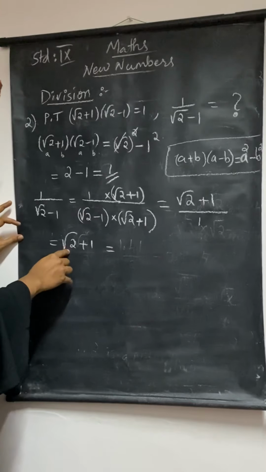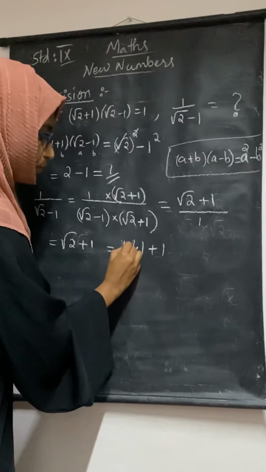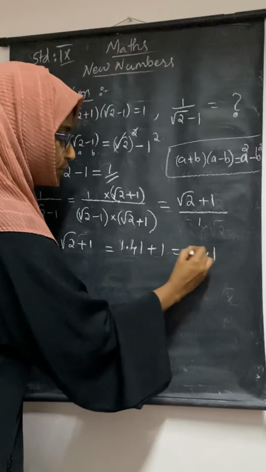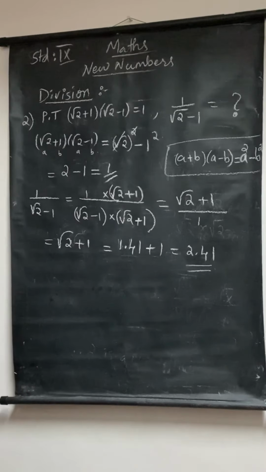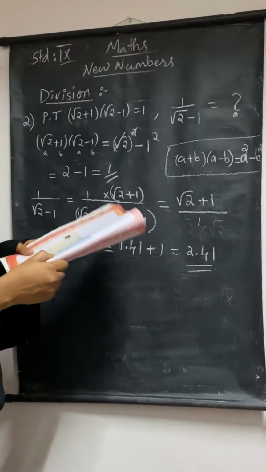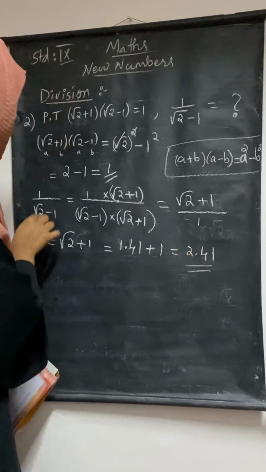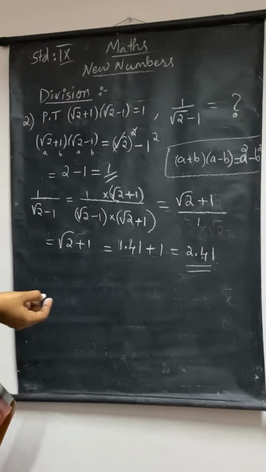Now put the value. Square root of 2 value is what? 1.41 plus 1. So 1.41 plus 1 means what? 2.41. So you got the answer, 2.41. So what was the question? Find 1 by root 2 minus 1 correct to 2 decimal places. So this answer after the point, you got the 2 decimal places now. So this is the answer for this.